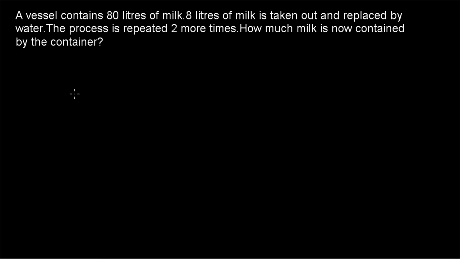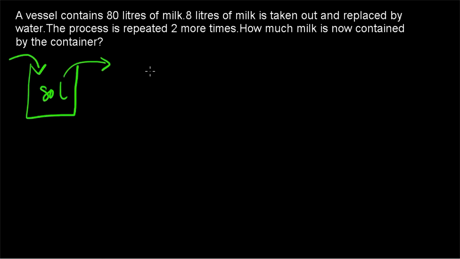A vessel is having 80 liters of milk, and from this 80 liters, 8 liters of milk is taken out and replaced by water. The process is done 2 more times, so in total it is done 3 times. So we have to find out the milk contained in the final mixture. We can use the shortcut formula.